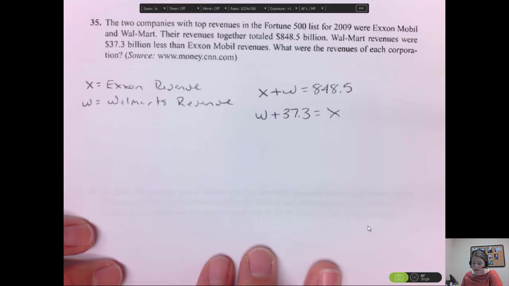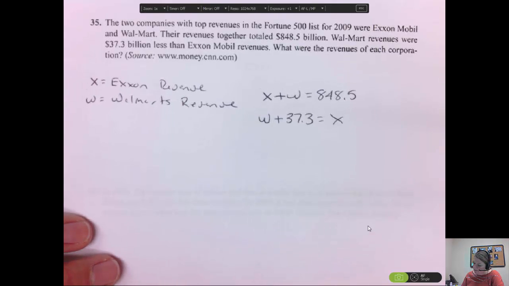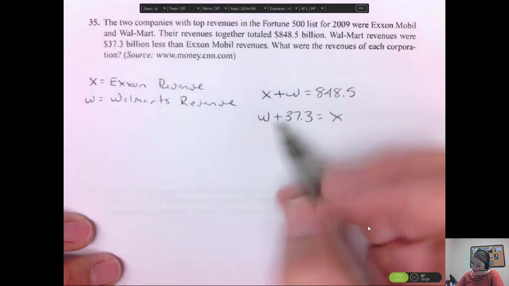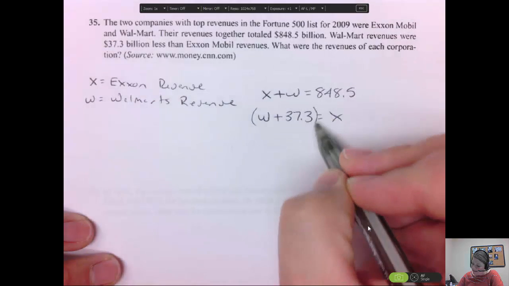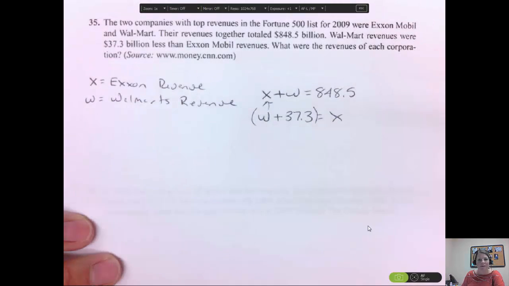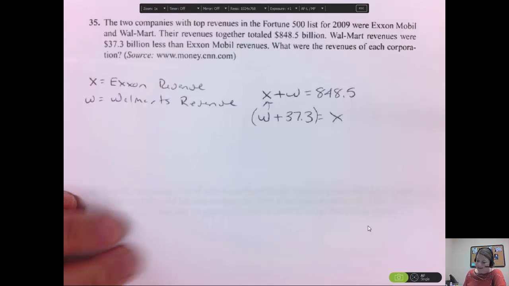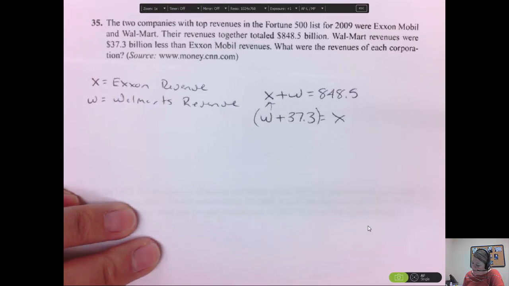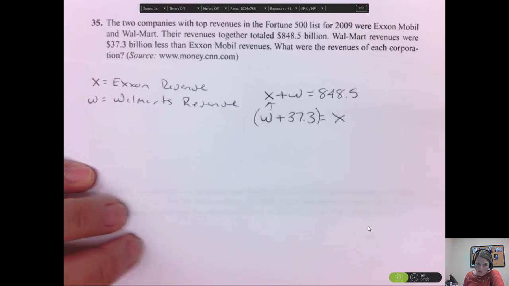From here, what I'm going to do is I'm going to think, well, this is solved for X already. So what if I take this and I substitute it in here? Then I would only have one letter, which would be a linear equation. You don't want two letters. I guess it's linear if it has two letters too. But anyway, you want it to have one letter so you can solve for one of the letters.